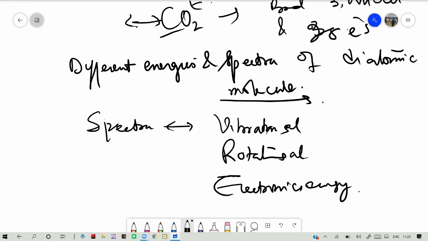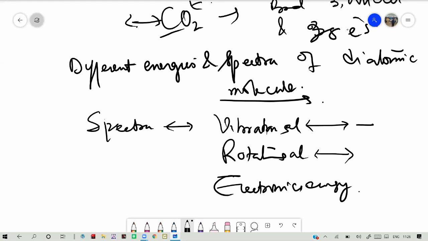So that means when the spectra is observed by the transitions between vibrational energy levels, we will get vibrational spectra. Similarly, when spectra is observed when there are transitions between the rotational energy levels, it will be rotational spectra, and when there is a transition between the electronic energy levels, that will be electronic spectra.